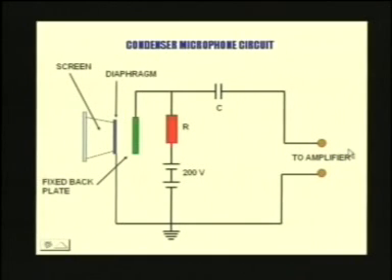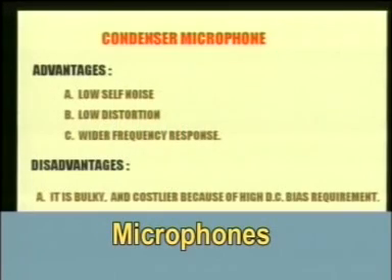As I mentioned to you, this condenser microphone consists of a capacitor separated by an insulator, and this is the basic principle of a capacitor. So it is called a capacitor microphone or condenser microphone. Let us see the condenser microphone advantages and disadvantages. A condenser microphone has low self noise, low distortion, and wider frequency response. For all frequencies, it can give you very good output.